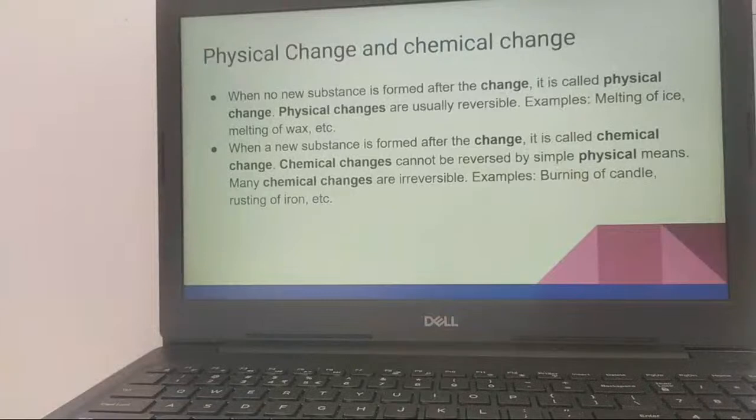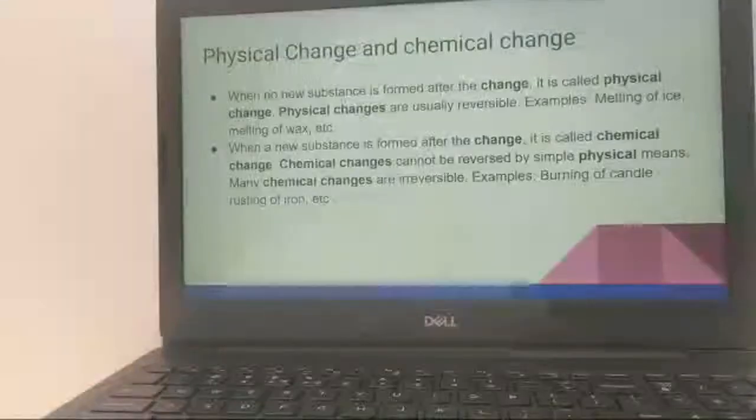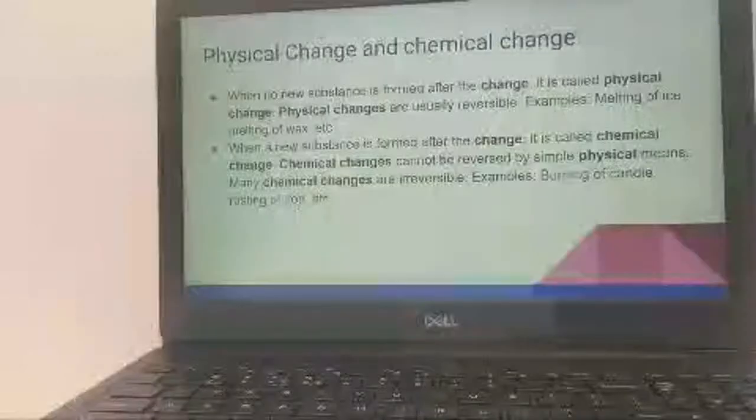Another example is melting of wax, and you see that the wax keeps melting. We try to remove it with hand and we try to collect it, but that wax which is melted, when it is cooled down, you find that melted wax is solidified, changing from liquid state back to solid state. So that is why we consider it also as a physical change.